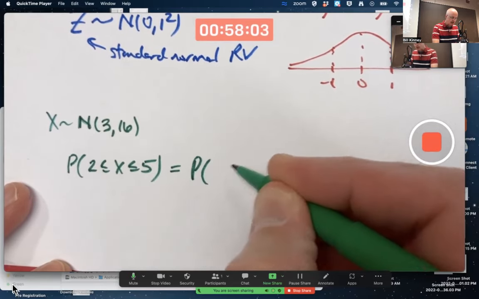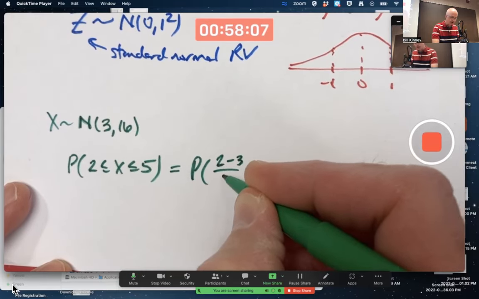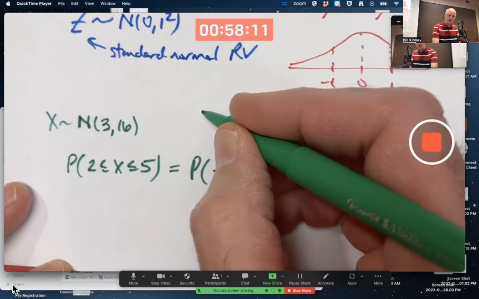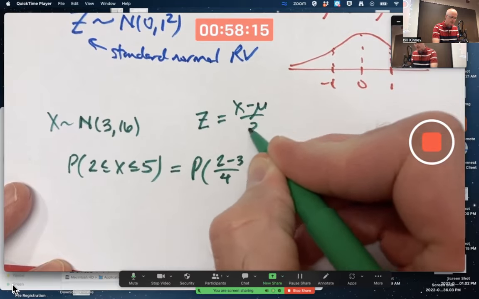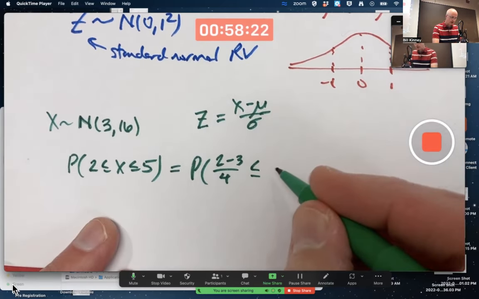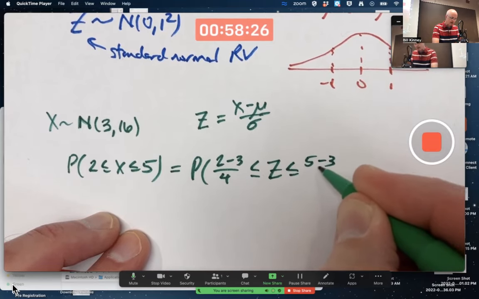Convert to Z, so we need to subtract the mean and divide by the standard deviation, not the variance. I talked about this last time. I'm using the transformation Z is X minus mu over sigma. Divide by the standard deviation, not the variance. When you do it with X itself, it becomes a Z, not because of magic, but because of how we've defined it.